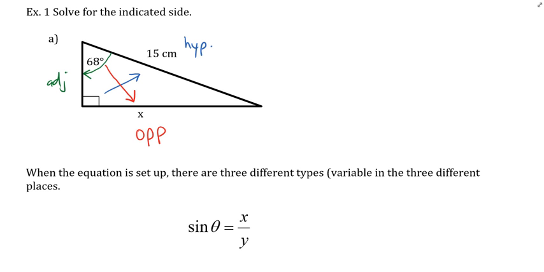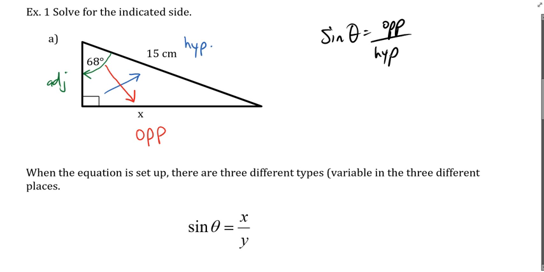So now that I have this set up, I've got x with opposite. I've got 15 with hypotenuse. I look back to SOH CAH TOA, and I think which one of those has opposite and hypotenuse in it, and it's sine. So I write sine theta is opposite over hypotenuse. Theta is an angle. Remember I said that? So it's sine of the angle that we were talking about, which is 68, equals opposite, which is x, over hypotenuse, which is 15 centimeters. And that's how I would set it up.